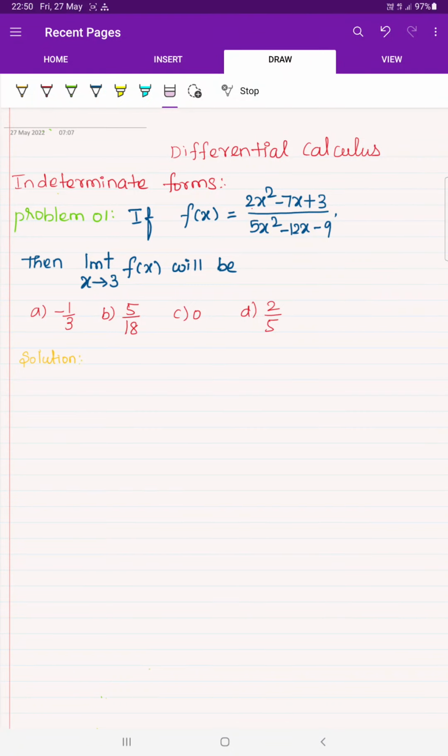In today's lecture, we are going to learn the first topic of differential calculus, which is called indeterminate form. In this topic, instead of learning all the basic formulas, theories and procedures, we are going to take the questions directly. We are going to do reverse engineering. Let us see how to solve the questions directly.